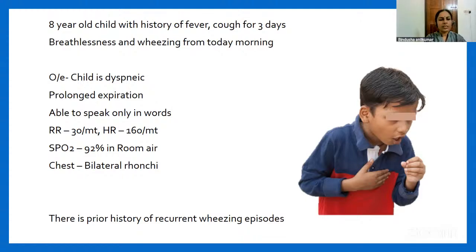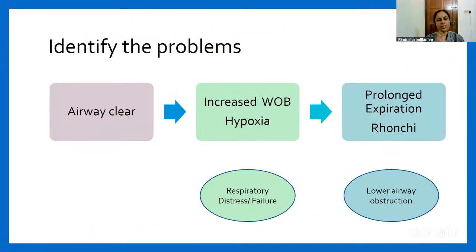And on the chest, you can hear bilateral rhonchi, and there is history of prior episodes of recurrent wheezing. So from the history, you know that this is likely to be asthma, and the patient is coming to us with an asthma exacerbation. Okay, so what we want to assess when a patient is coming to us with an asthma exacerbation is how severe the exacerbation is. Is the patient having respiratory distress or failure? Whether the patient is having respiratory distress or failure, we can assess by looking at the saturation. Here, the saturation is 92%. Then it's actually on the brink.